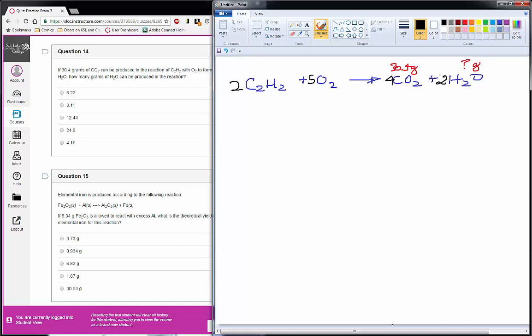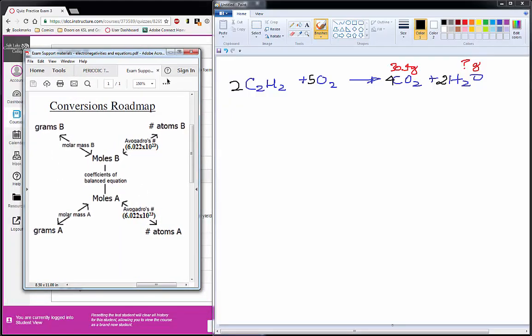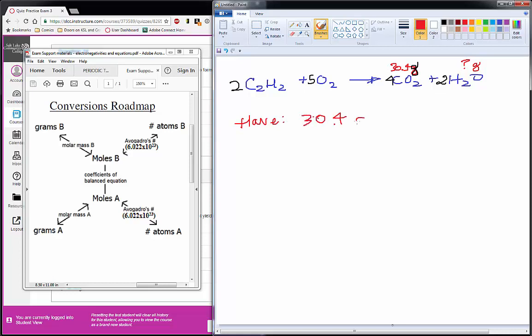They've got grams. They want to know grams. And I'm like, I don't know how to do that. I don't remember. This is where the conversions roadmap comes in. And you see what I have is grams of one thing, CO2. I have given to me 30.4 grams CO2. And what they want is grams of something else. How many grams H2O?